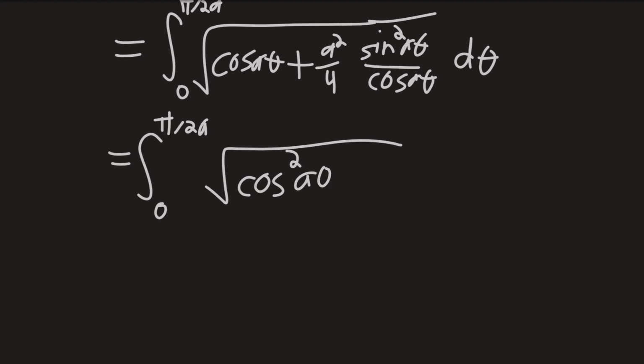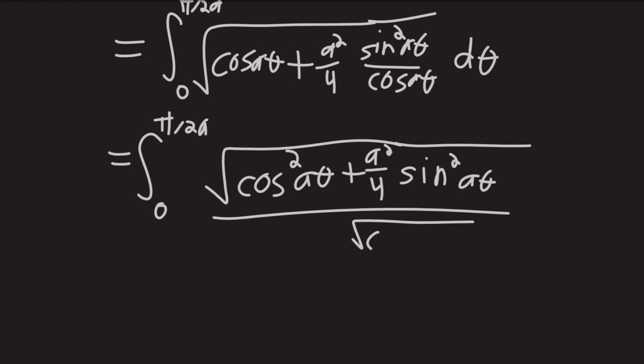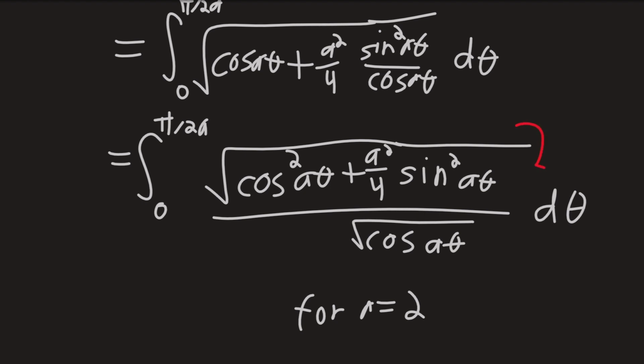A theta plus a squared over 4 sine squared a theta over the square root of cosine of a theta d theta. And this looks incredibly messy, but if we look at this a tiny bit closer, we realize that for a equals 2, the entire numerator right here is just going to equal 1, because a squared is just 4, 4 over 4 is 1, and then by the Pythagorean identity, what we're left with is just 1.